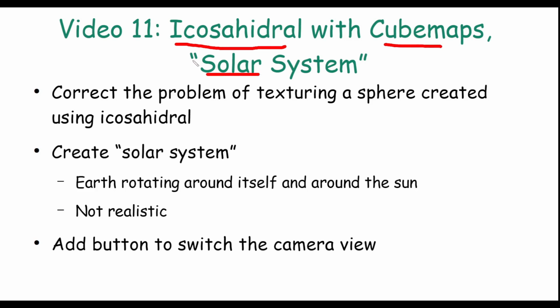So I put the name here between quotations because we will not be creating a realistic solar system. We will only have the sun. We have a sphere representing the sun and another sphere rotating around it. And the path of the Earth around the sun will also not be realistic compared to the size of the Earth and the sun. Then I will add another button to our activity, and this button will be used to switch the camera view. So let's start coding.